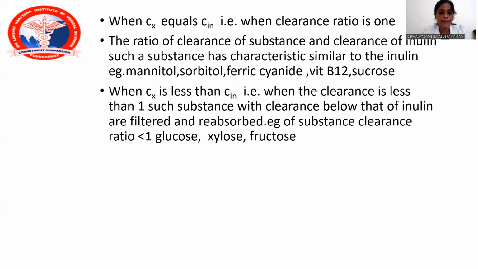When Cx is less than C inulin, the clearance of the unknown substance is less than that of inulin. When the clearance ratio is less than 1, such substances, with clearance below that of inulin, are filtered and reabsorbed. The examples of substances with clearance ratio less than 1 are glucose, xylose, as well as fructose.